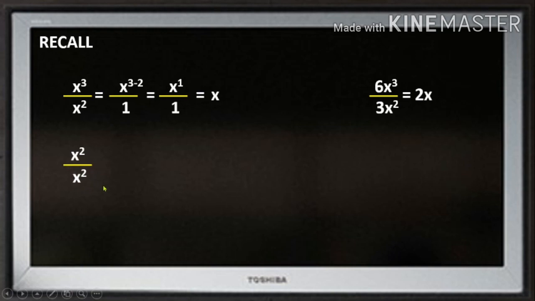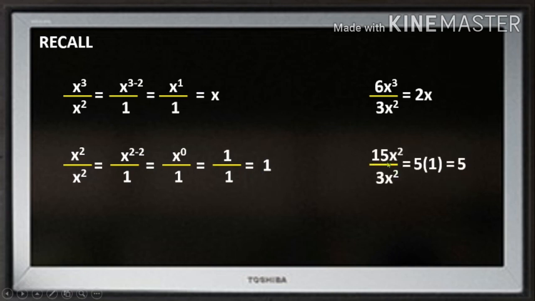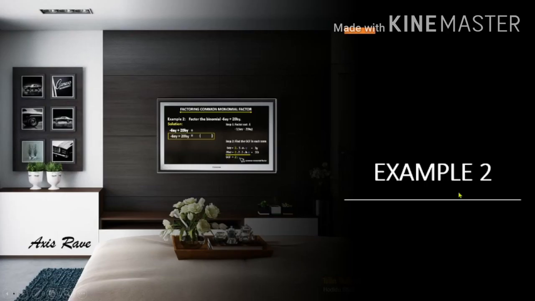Now here we have x squared divided by x squared, as you can see, the same degree. So we can subtract 2 from 2 here, then divided by 1, the result is x raised to 0 over 1. Now take note, you have learned previously that any number raised to the power of 0 is equal to 1. So 1 divided by 1 equals 1. So that's why 15x squared divided by 3x squared is actually 5, equal to the product of 5 and 1, which is simply equal to 5. So that was our example number 1. Then we will prepare for our example number 2.